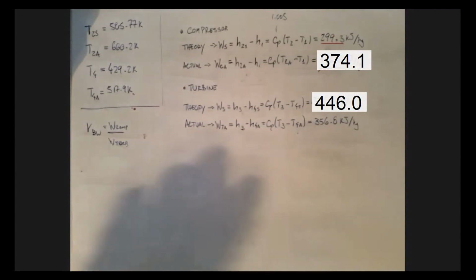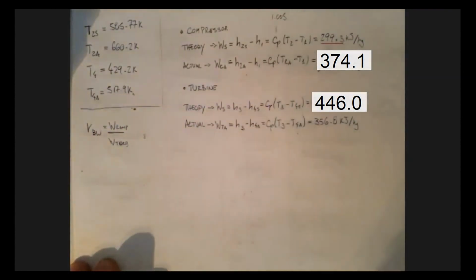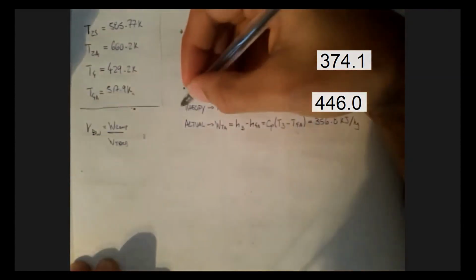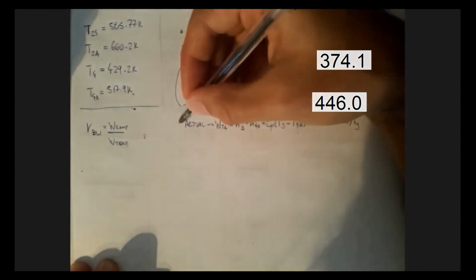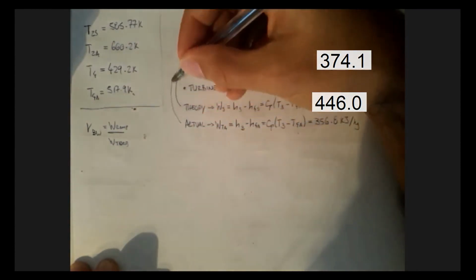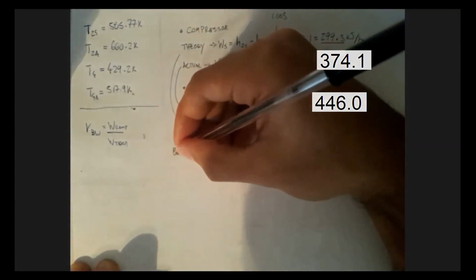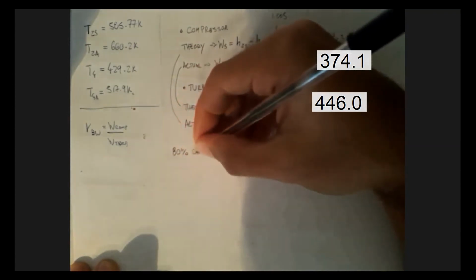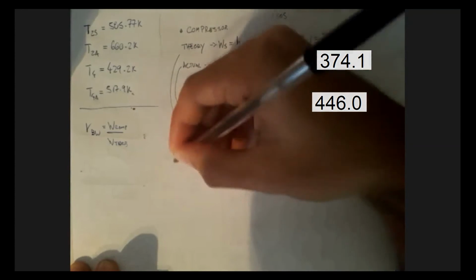Let's finish off this problem. What is the backwork ratio? So we have two cases, right? We have a case in which we have the theoretical turbine and the actual compressor, the 80% compressor, and a case in which we have the actual turbine and the theoretical compressor. So let's first do the one in which we have the 80% compressor.